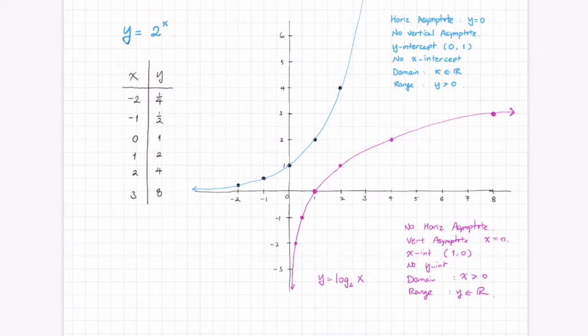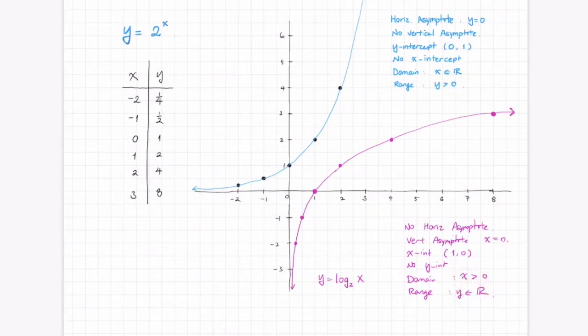So horizontal asymptote became a vertical asymptote. There was no vertical asymptote. There is no horizontal asymptote in this case. The y-intercept was (0, 1). The x-intercept is (1, 0). And then domain is now the range, and the range is now the domain.